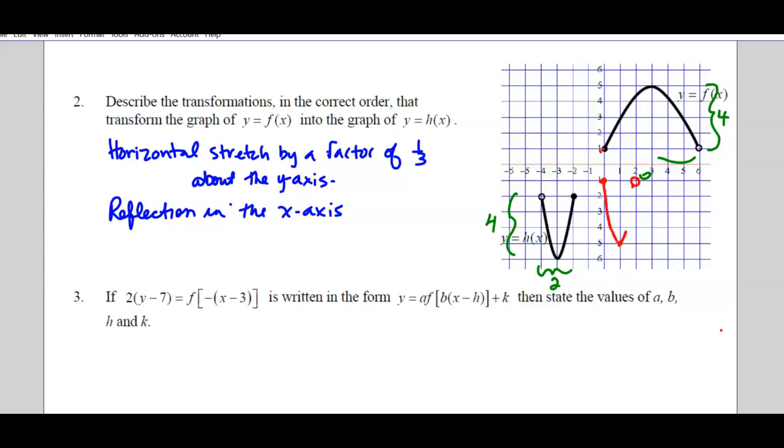So that's my intermediate, after those two transformations. Does it look like this one? Well, same shape, but notice how this open circle is on the left and this is on the right. So we're going to have to reflect that also in the y-axis. Reflection in the y-axis.